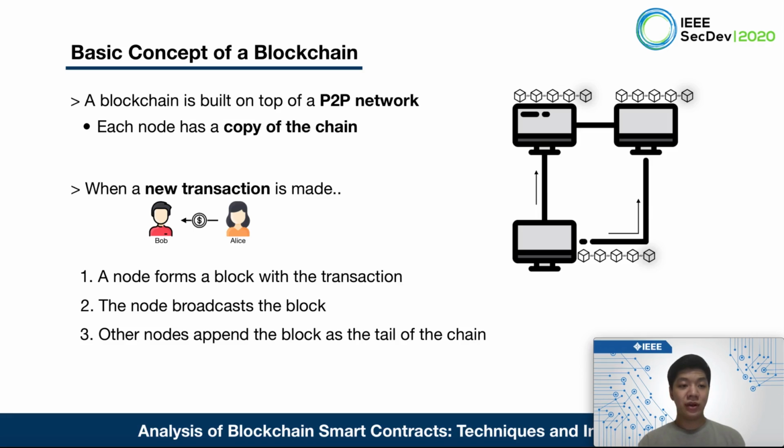Out of the network nodes, the one who first solved this puzzle broadcasts its block. The remaining nodes validate the received block and append it at the end of their chains. By this process, all the network nodes can always remain in a consensus.